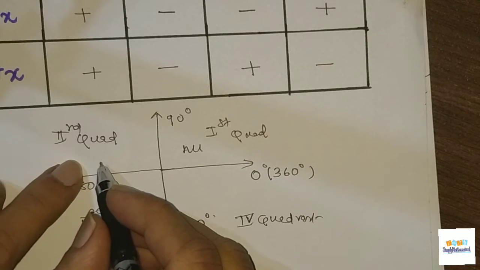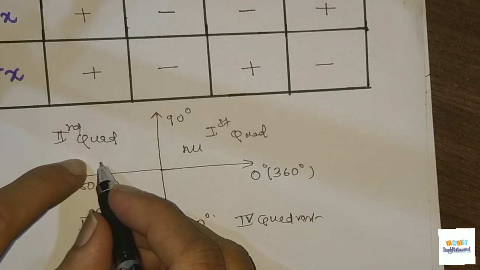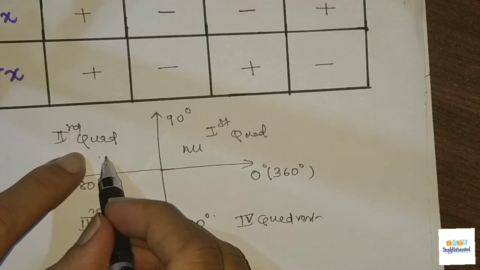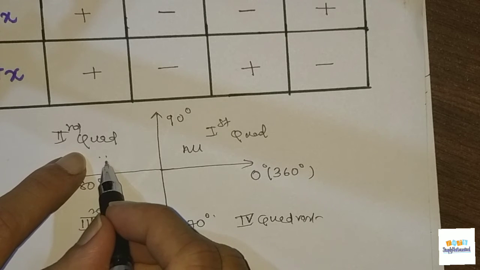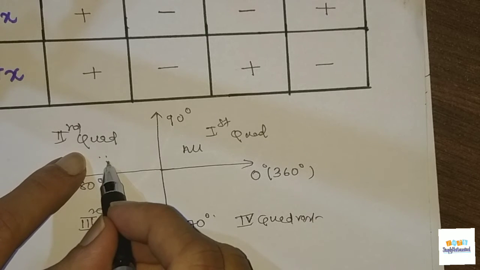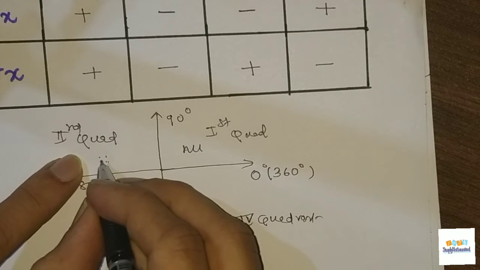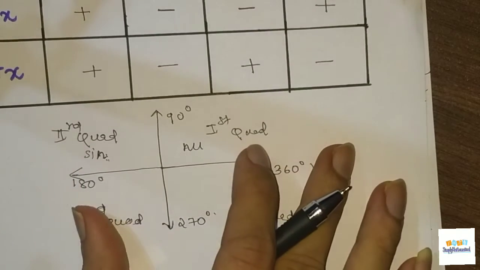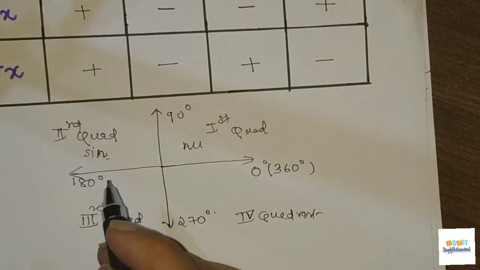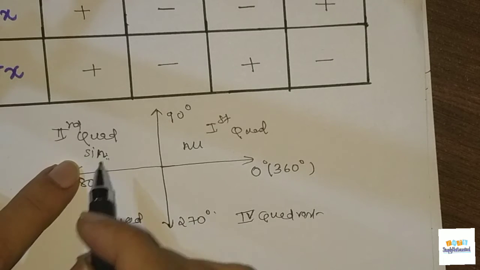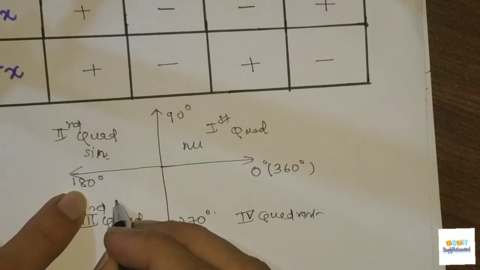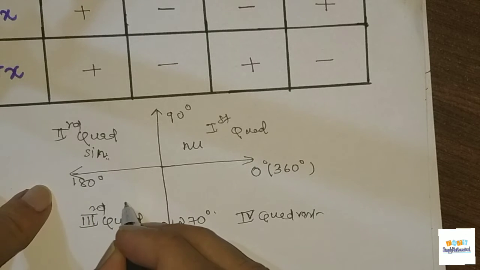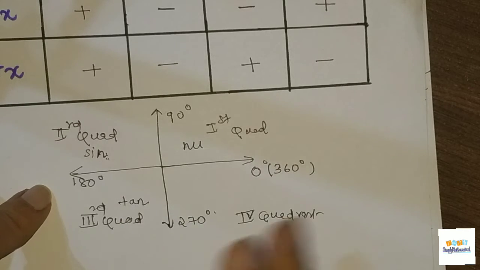Now here what happens is sine is positive, cos is negative, right? So tan will be negative because tan is sine by cos. Similarly cosec will be positive, then sec will be negative and cot will be negative, right? So here only sine is positive, and that means cosec is positive. So I'll only write sine here. Then here sine is negative, cos is negative, so tan is positive, right? So tan is positive here.